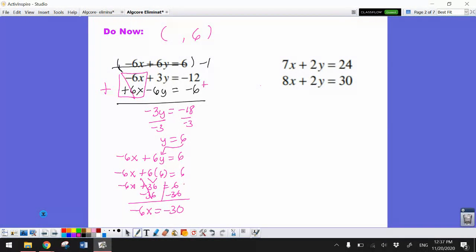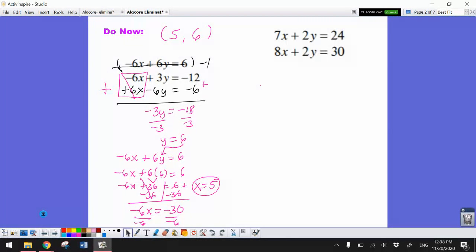Remember, this is addition. So positive 6 plus a -36, I come up with a -30. Divide by -6. X is equal to a positive 5.